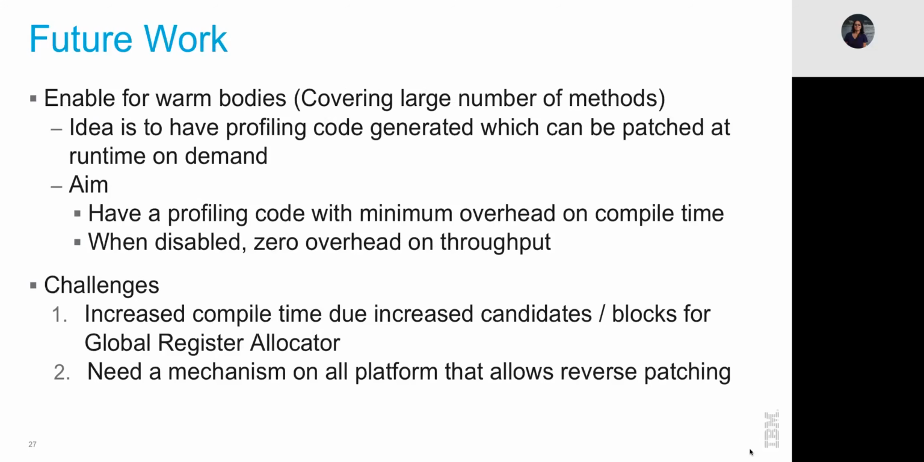There are some challenges that we have faced while enabling this for the profiling compilation, such as increased compilation time in global register allocation that we are trying to address right now. And we need a mechanism that allows us to do reverse patching, because currently in OpenJ9, we can only patch a branch to a node. It's not possible to do vice versa.